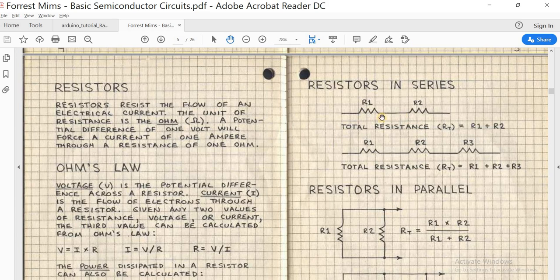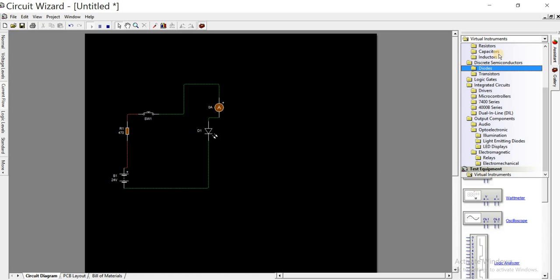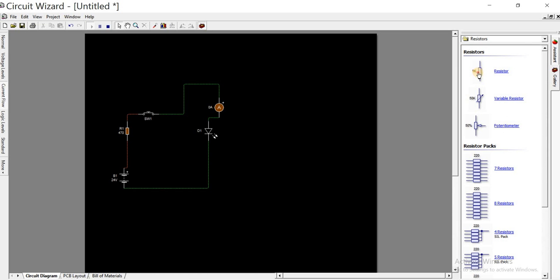If you connect them in series, the total resistance will increase. You just add them together, R1 and R2. That's the series connection. Let me show you in the circuit. For another circuit, another resistor, connect this to this and this. Before we connect this, let's check the current.